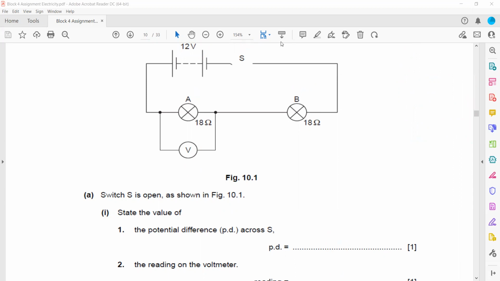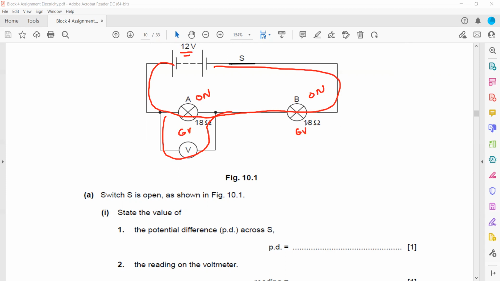Once the switch S is closed or connected, now what happens? Because the charges start to flow, there will be a current in the circuit. As a result, the lamps will start to work, and because these two lamps are connected in series, with a total of 12 volt, and they have the same resistance, they will have the same voltage. The total voltage divides equally between the two lamps, so they will receive 6 volts each.